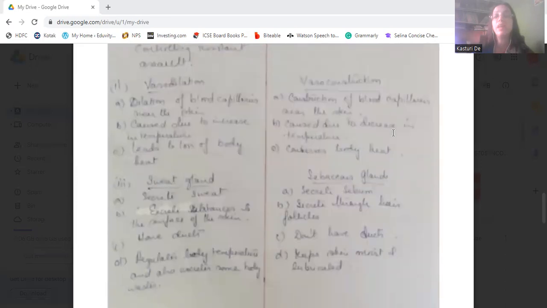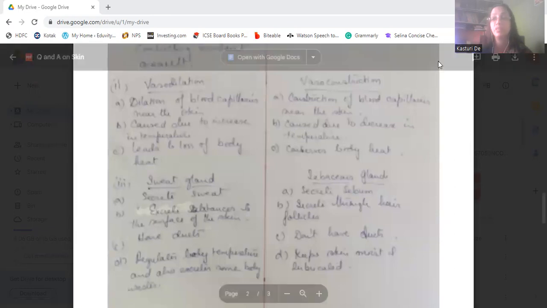Then vasodilation and vasoconstriction. Vasodilation is the dilation of the blood capillaries which are near the skin, and vasoconstriction is the constriction of the blood capillaries near the skin.